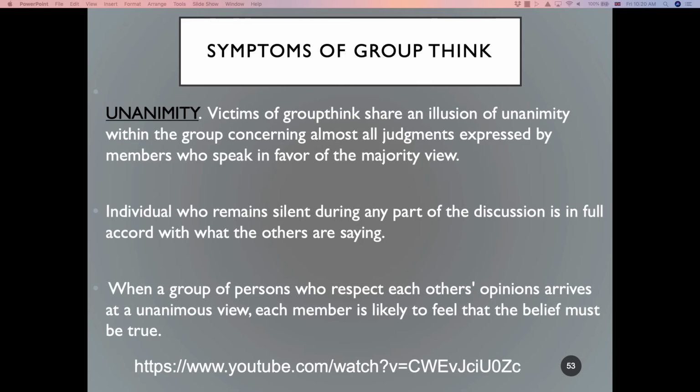Okay, so how many of you have been part of groupthink? Yeah, been persuaded to do something you didn't want to do, to believe in something you didn't want to believe.